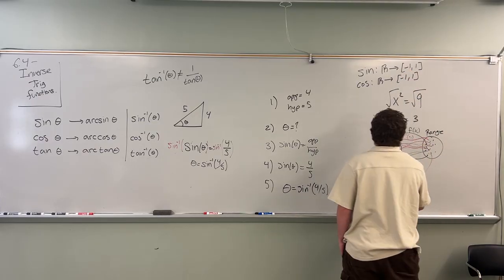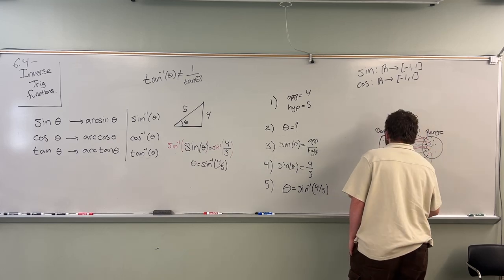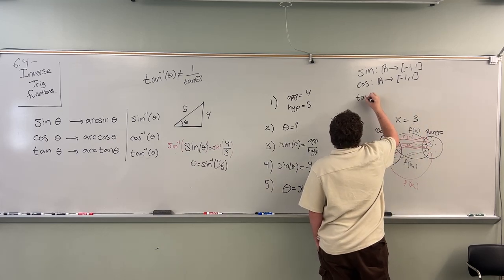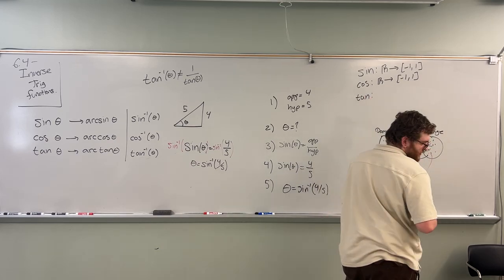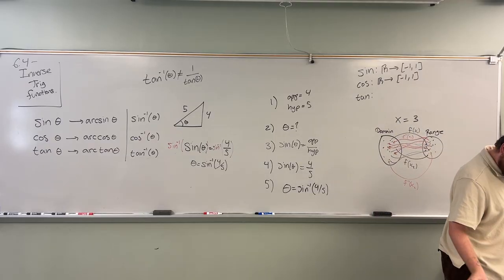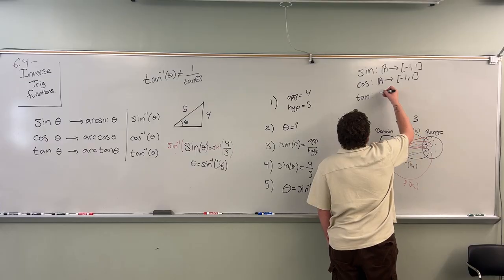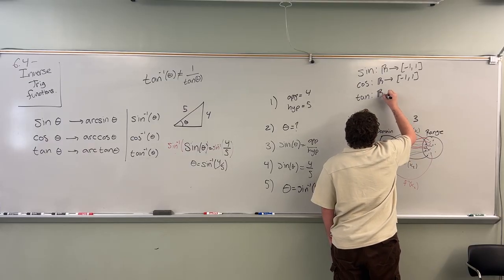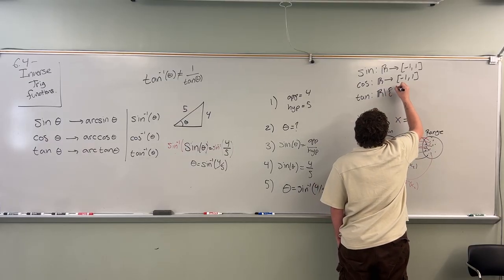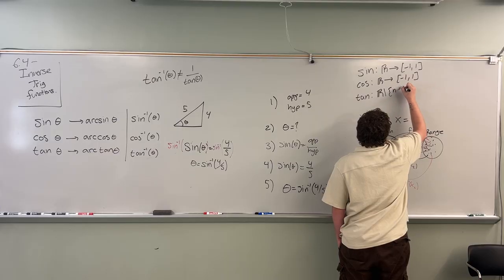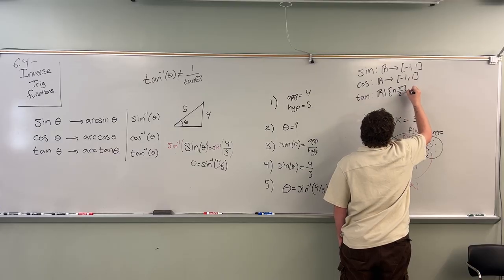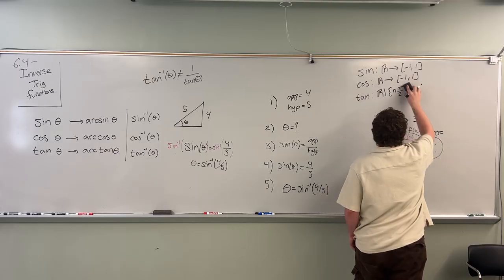Tangent is a little weird. Tangent maps, what does tangent map specifically, so I don't confuse. Any real number that is not a multiple of pi over 2. A whole multiple, I should say.